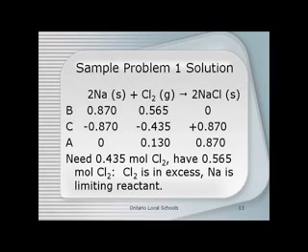The after line, we should have no sodium left over. For the amount of chlorine left over, it's 0.565 moles minus 0.435 moles, which would give us 0.130 moles of chlorine left over. And for our sodium chloride, we would have 0.870 moles of sodium chloride formed.